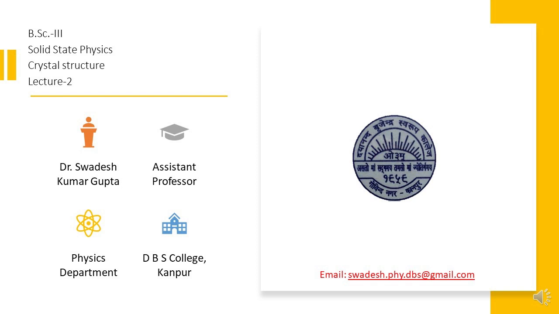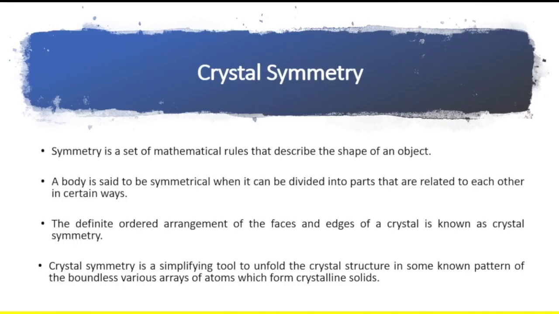Hello students, in the last lecture I told you about the basics of crystal structure and the lattice. Before going into the details of the crystal structure, in this lecture I will be talking about symmetries. In a crystal, different kinds of symmetries are found. These symmetries are a set of mathematical rules that describe the shape of an object.